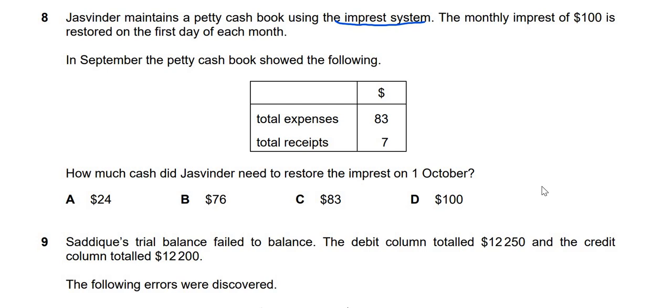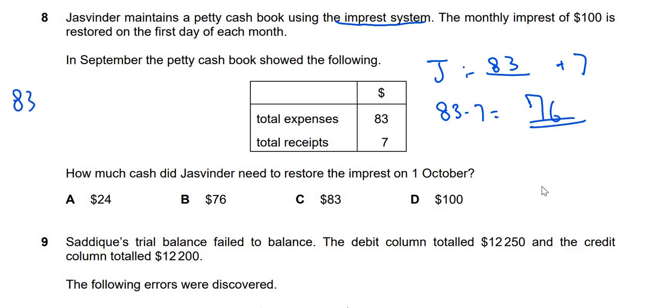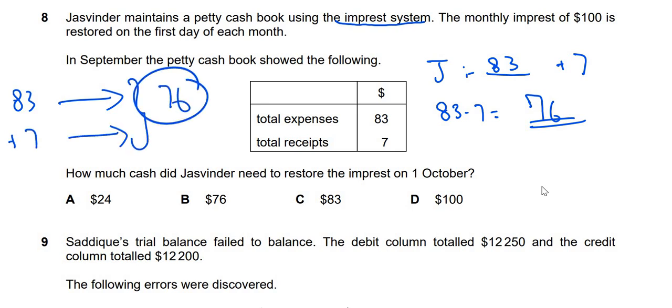So look, Jaswinder, I'll just say Jas, spent 83, and he received 7. So 83 minus 7, how much money is missing from his till? 76. So basically $83 went out, $7 came in. How much total money went out? 76. So he needs to restore the amount by $76.